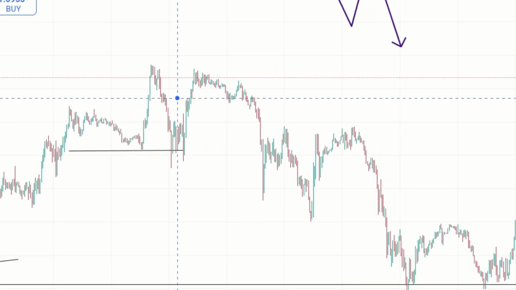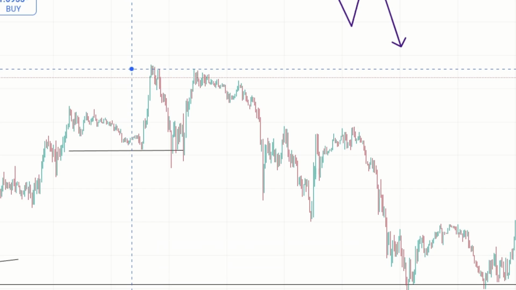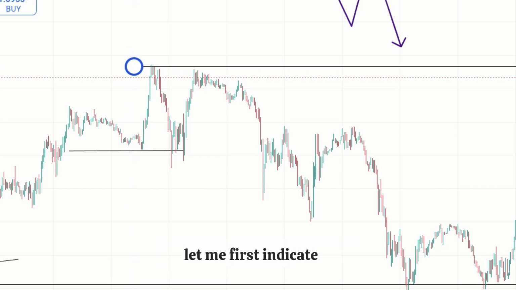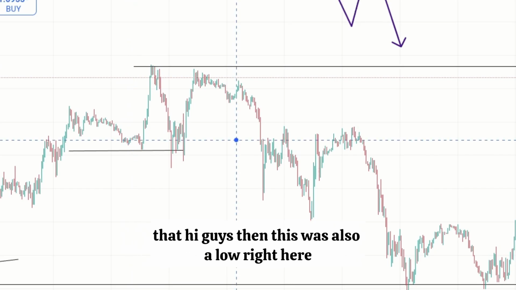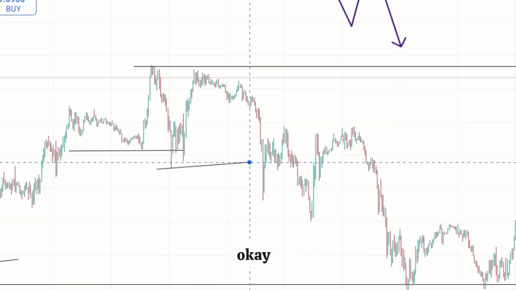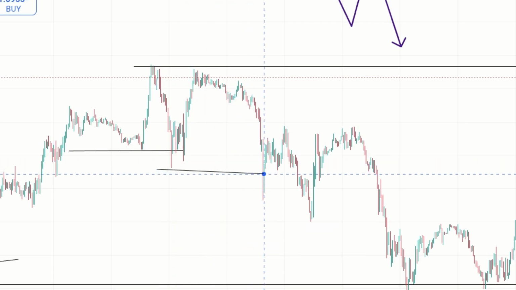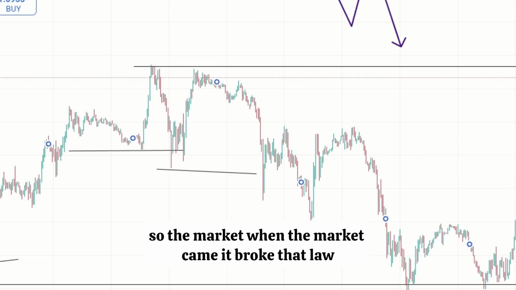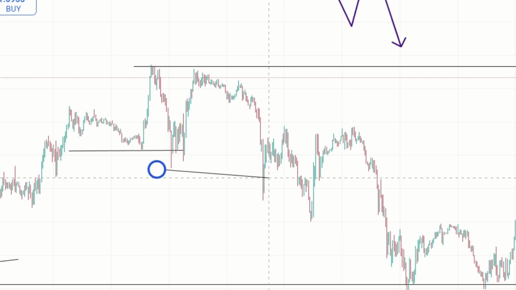And let me first indicate this high, guys. Then this was also a low right here. Okay, you can see, when the market came, it broke that low.